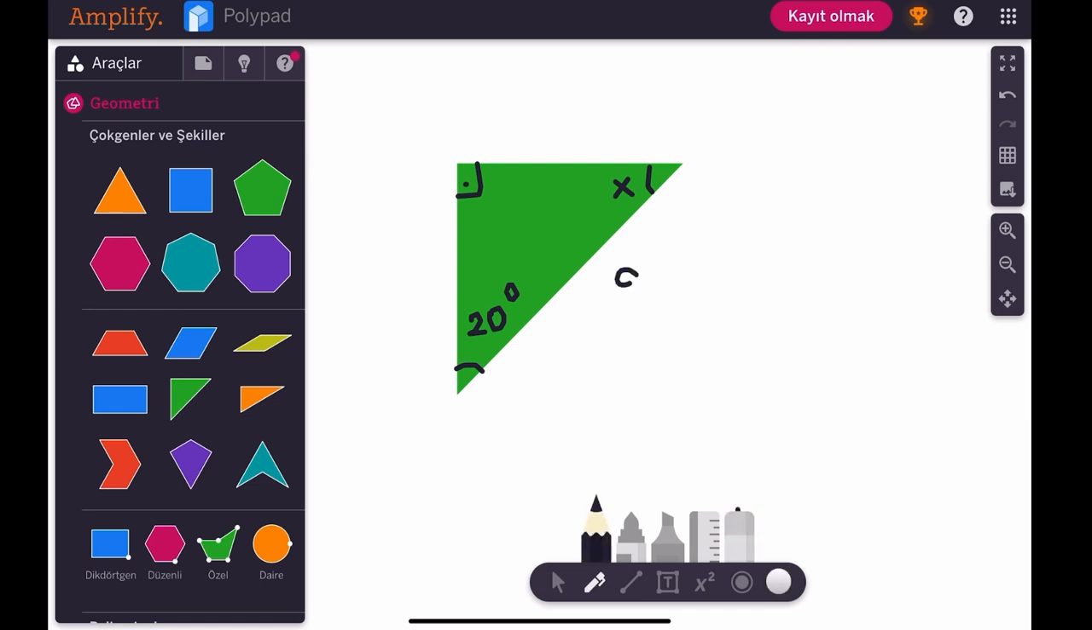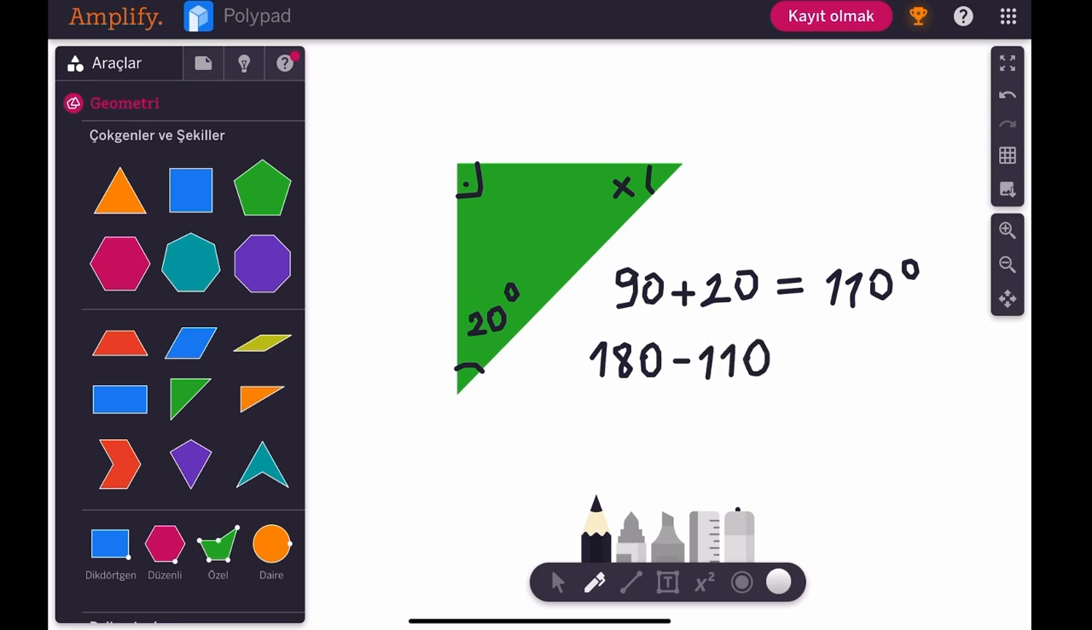Let's do the calculation. 90 plus 20 is equal to 110 degrees. So 180 minus 110 is equal to 70. So 70 is left over, and our third angle is 70 degrees. So x is equal to 70.